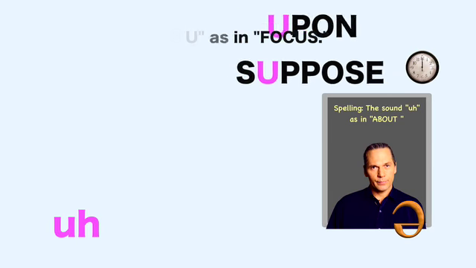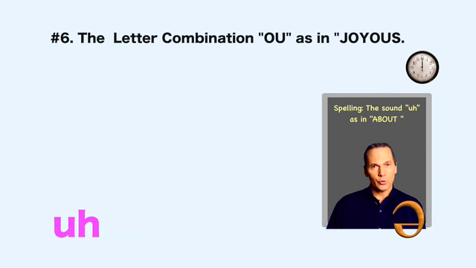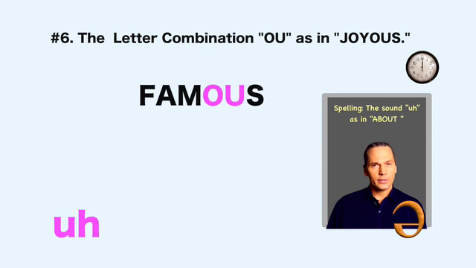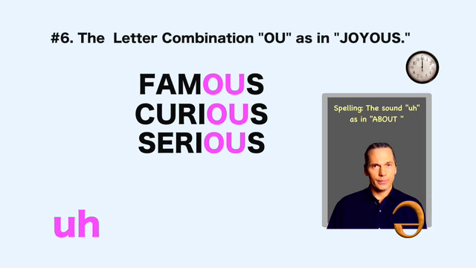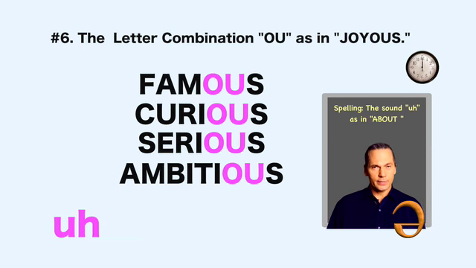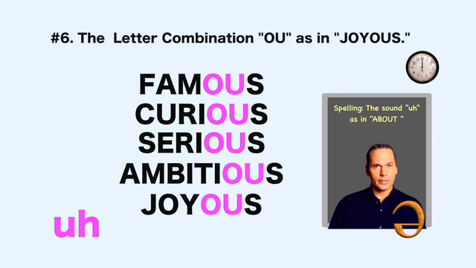Number 6, OU as in joyous. The letter combination OU makes the sound in unstressed syllables. A common suffix for adjectives that contains this letter combination is OUS in words like joyous, famous, curious, serious, ambitious, joyous.